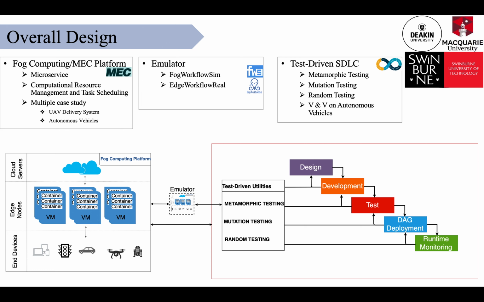This framework consists of three major parts. The left side of this framework is the widely accepted three-layer fog computing architecture, which consists of the end devices layer, edge node layer, and cloud server layer. For instance, in an autonomous vehicle application, the end devices are the vehicles and the edge nodes are roadside units.